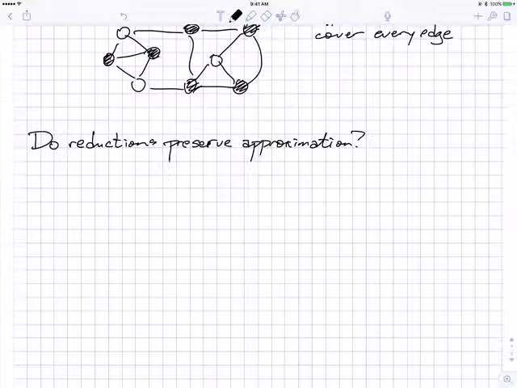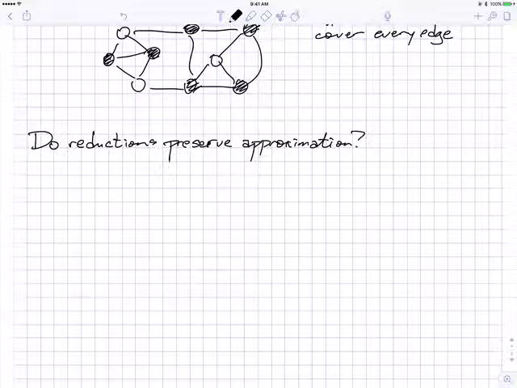3-SAT isn't something that you can approximate. The answer is yes or no. It's not a number, right? So in principle, there's no way to get an approximation. But even if you were to ask something similar, like how many clauses can I satisfy, then whether the approximation ratio is preserved depends on the precise details of the reduction.